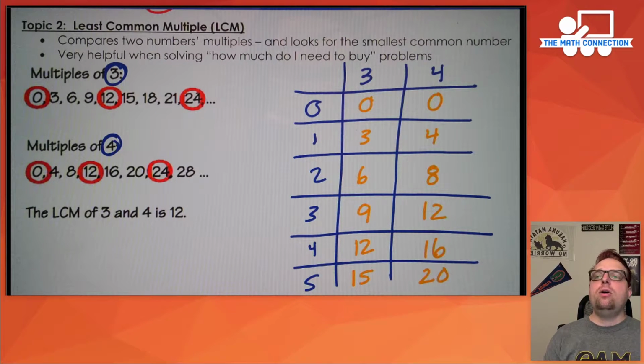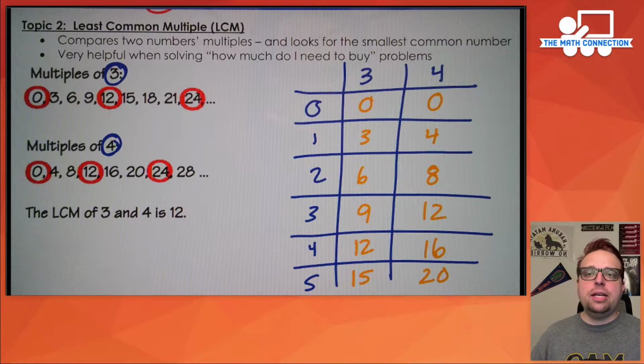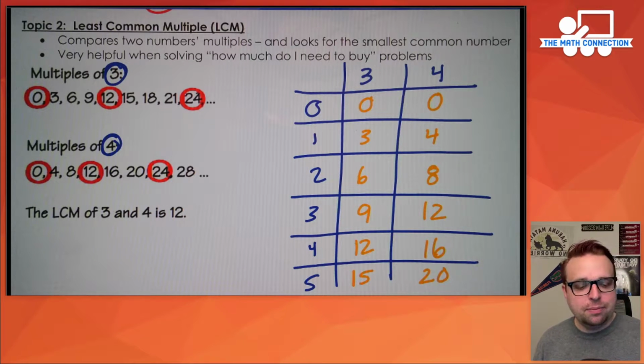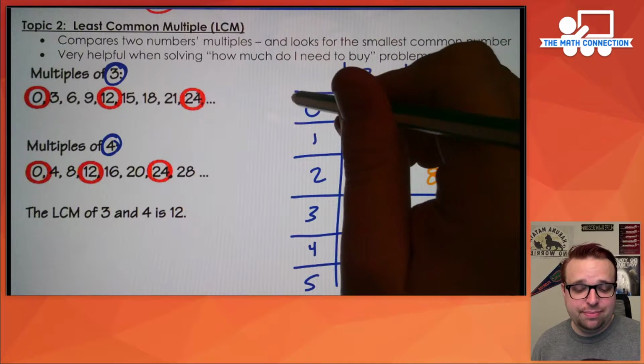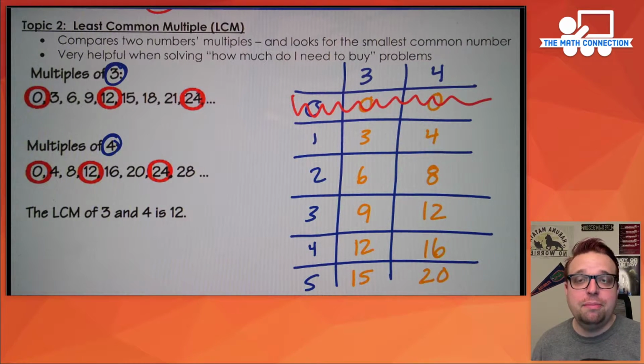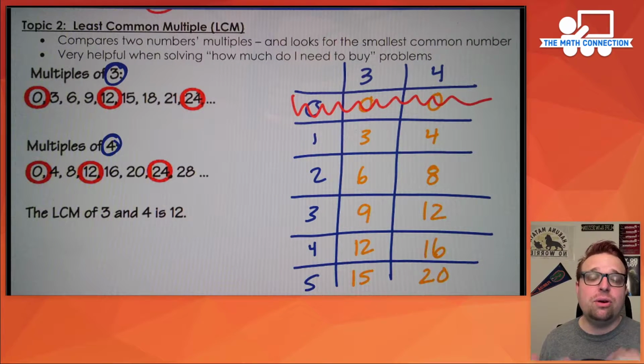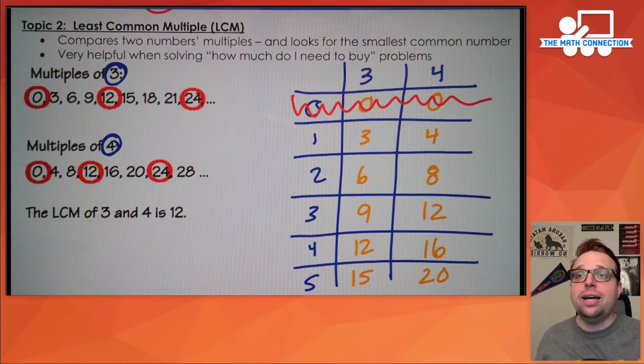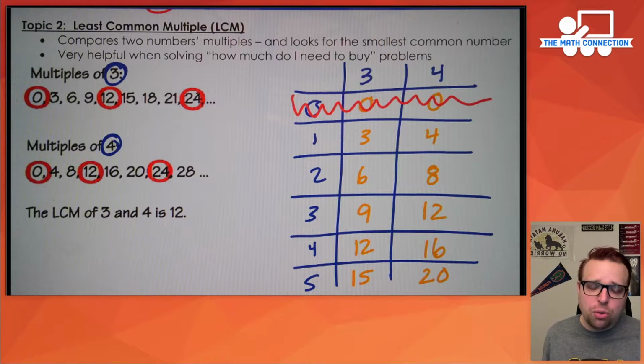Okay, now there is something that you have to know, okay? 0 doesn't count. Cross out that 0 column because it does not count. 0 does not matter. It's not a least common multiple, sorry. Otherwise, the least common multiple of everything would just be 0. It's not 0, okay?